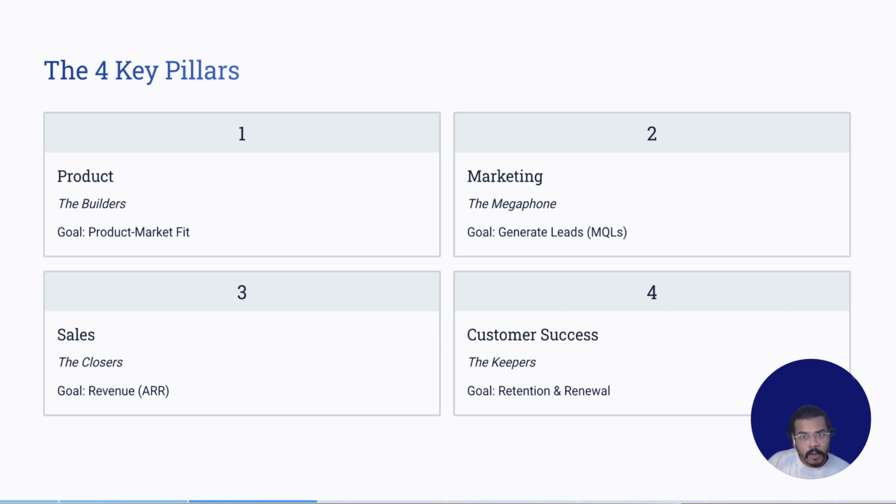Now, these are the four pillars you need to know. Okay. First, the product team. Now, these are the builders, but remember, they shouldn't just build whatever they want. They need to build what the market wants to buy. Now, that's called PMF, or product market fit. Second, there is marketing, right? Now, marketing, you can think of them like the megaphone. Their job is to create noise and bring people to the door, right? So they are the ones who will generate the leads.